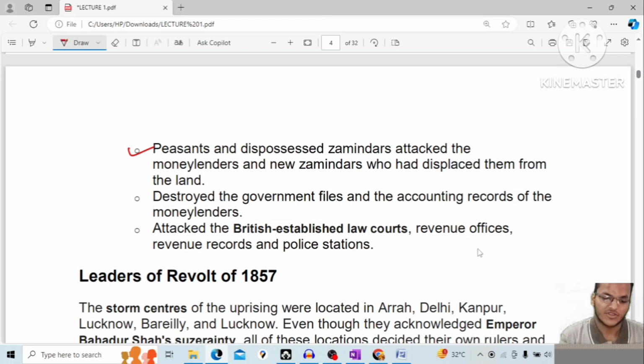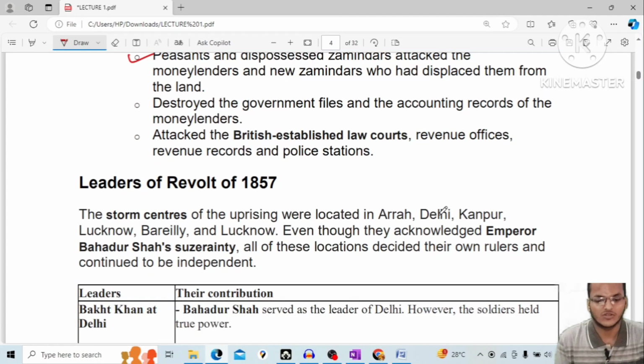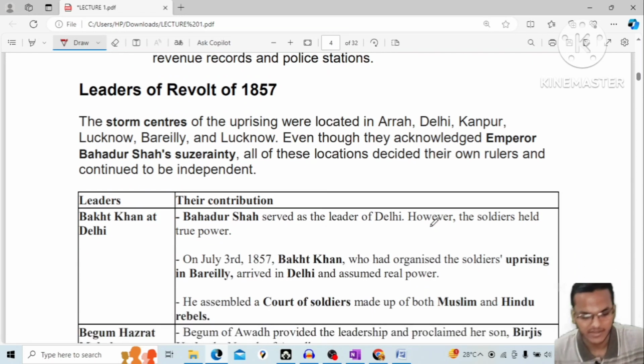Then came the peasants and zamindars attacked the moneylenders, because when the zamindari came, the zamindari were destroyed. Then the new zamindar, the new landlord, was attacked by the peasants or the zamindars. Government file records and all the law courts were also targeted. So these are all the important things, the effects of the revolt.